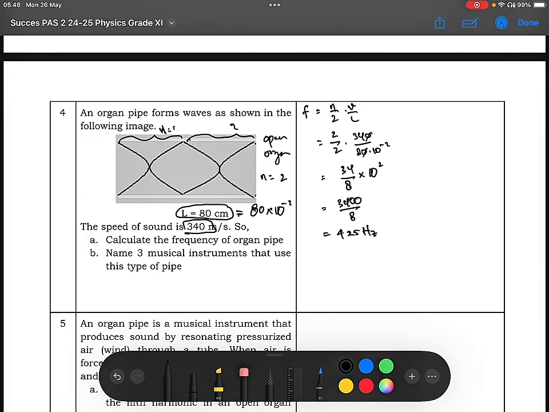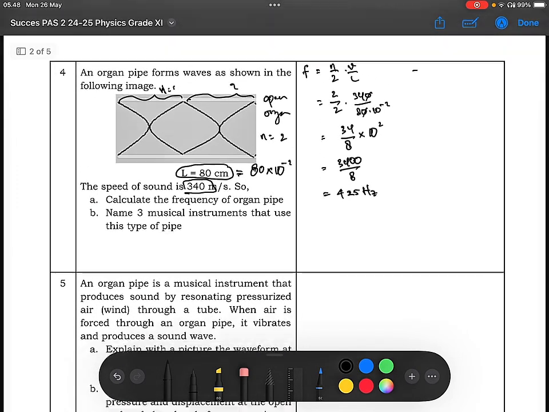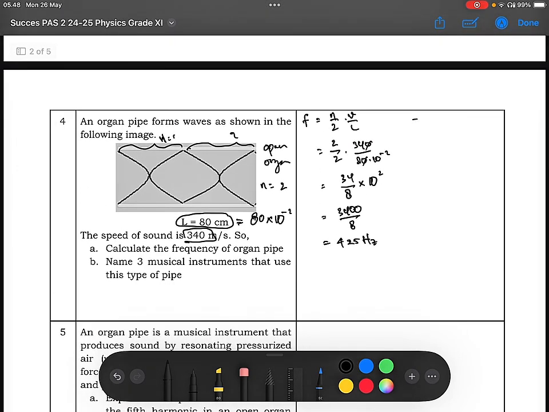Okay, the result is 425 hertz. And the B, name three musical instruments that use this type of pipe. I think you can find this in the module. Yes, name three musical instruments that use this type of pipe. This type is an open organ pipe.